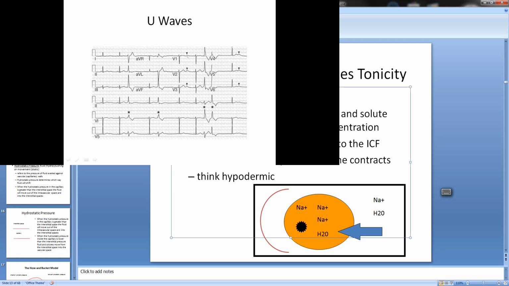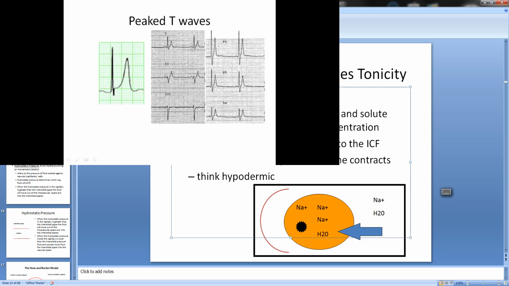Now, when you have hypokalemia, you can sometimes have these things that are called U waves. I think I've only seen them once in my life, but there's pictures here of them. They're just a little bump after the T wave. There's your P, Q, R, S, and there's your T wave. There's a little bump after the T wave that doesn't belong there. There's a little bump there, a little bump there. So those are indicative of hypokalemia. Much harder to see than these.